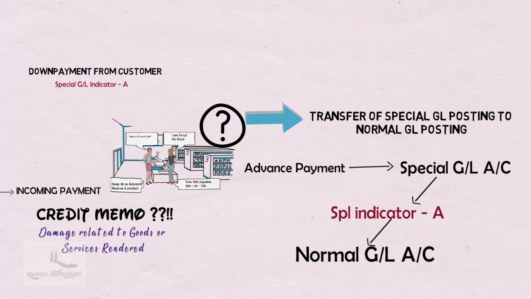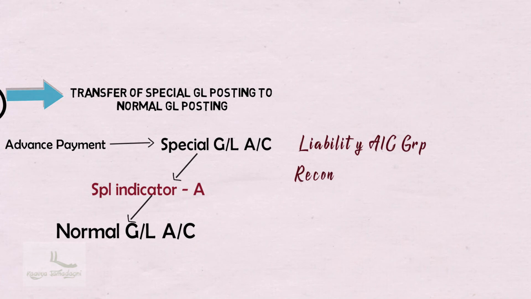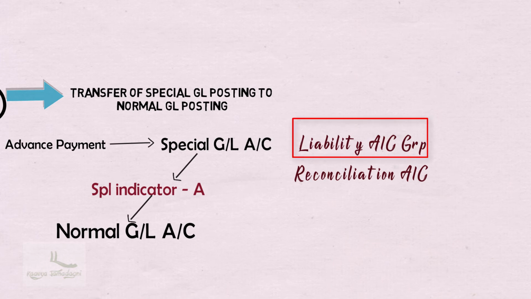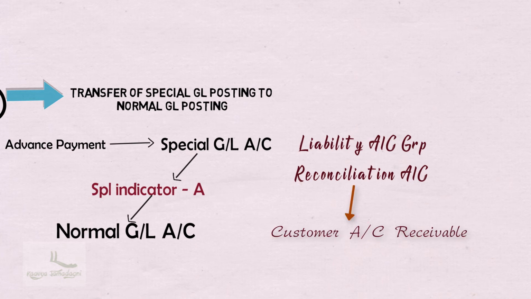Now, let me come one step back and explain the special GL account which I mentioned. The special GL account is what we create in SAP for the customer down payment process. That means the customer has made the payment to the company without receiving the complete service or delivery, that is, the company is liable to the customer. So this customer advance GL account is a liability account and we create it as a reconciliation account. Got it? And finally, we link this customer advance recon account to the account receivables recon account using the special GL indicator A.